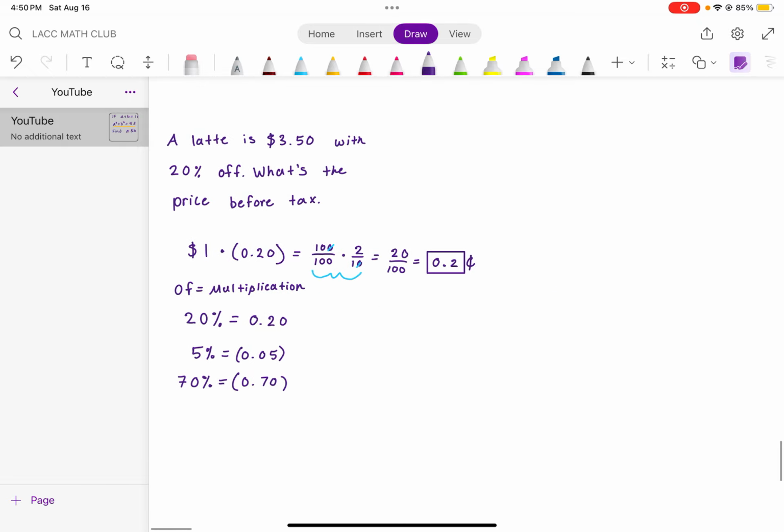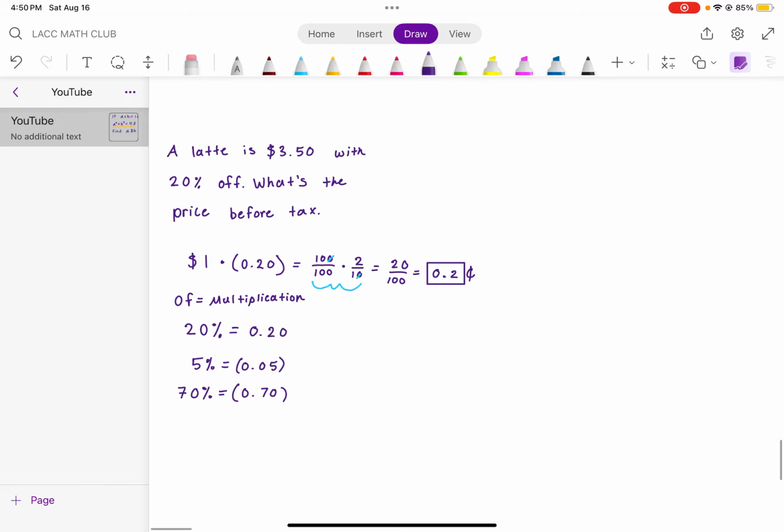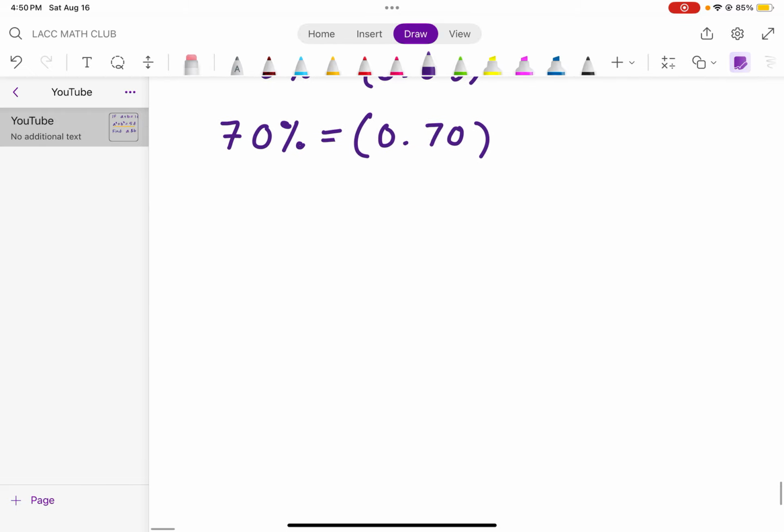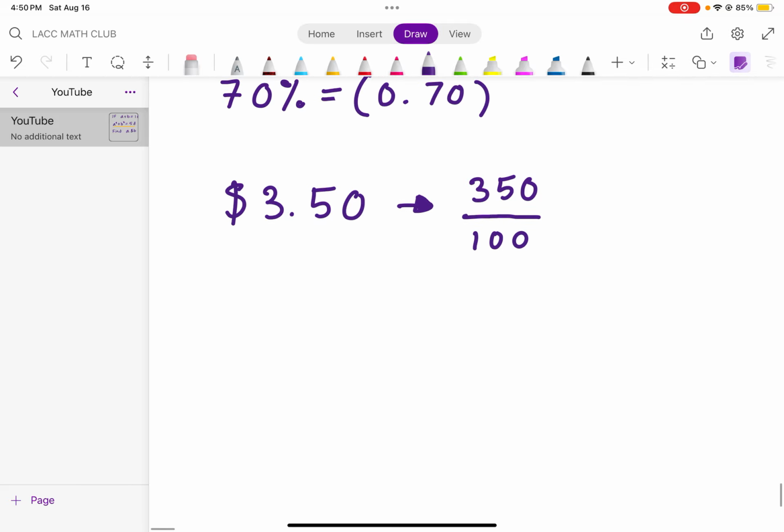Now let's go back to the latte problem. Here we're given 3.50. So instead of 3.50, I'm going to rewrite that in fraction form so it's easier for us to multiply. To write this in fraction form, we're going to have 350 on the top, 100 on the bottom. Now what about 20%? 20% we can change into 2 over 10. Alright.